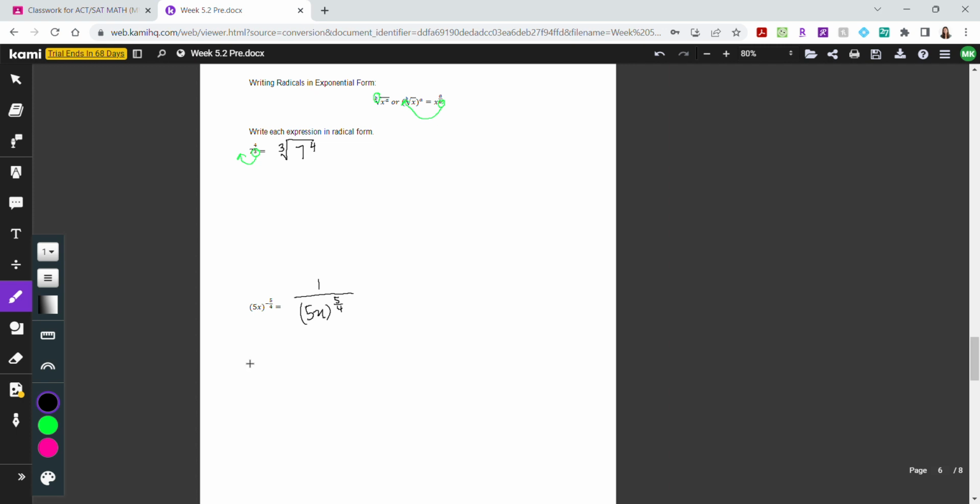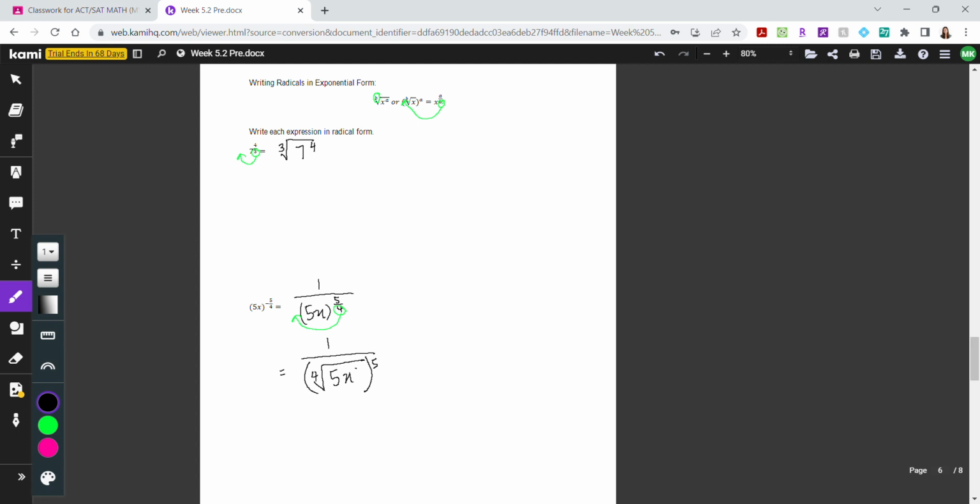All right. And now from here, because I know that whatever number is at the bottom is going to go to the side of my root, that's now going to give us 1 over the 4th root of 5x to the power of 5. All right, and that's how you change forms from exponential form to radical form for your exponents.